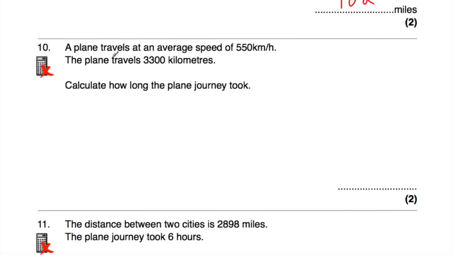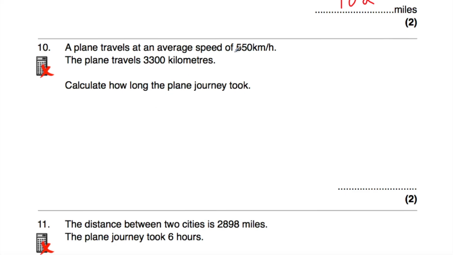Question number 10 says a plane travels at an average speed of 550 kilometers per hour, and the plane travels 3,300 kilometers. Work out how long the plane journey took. So the average speed of the plane is 550 kilometers per hour. So every hour it flies 550 kilometers, and it travels 3,300 kilometers. So if we just count up in 550s, it's a non-calculator question. Hopefully 3,300 will be in that list of multiples.